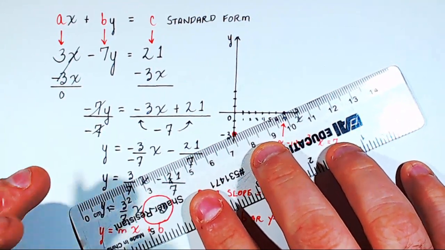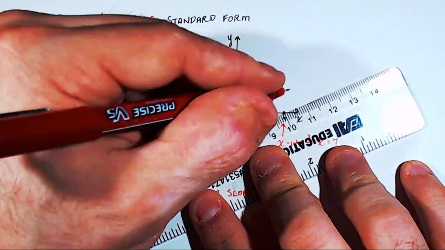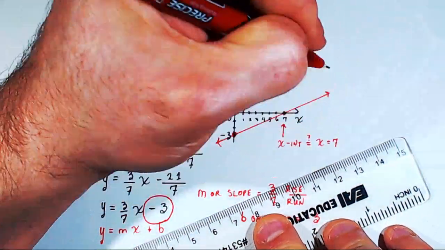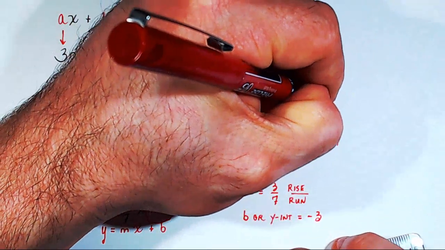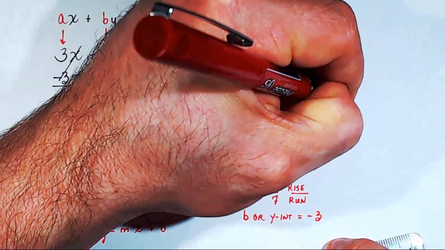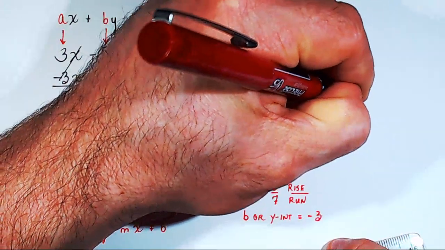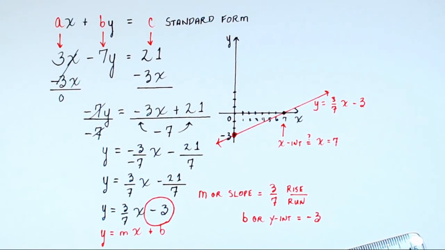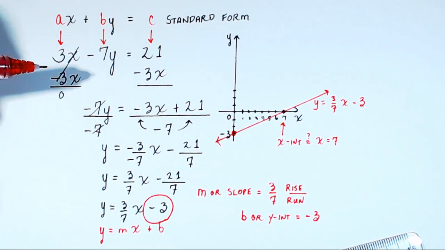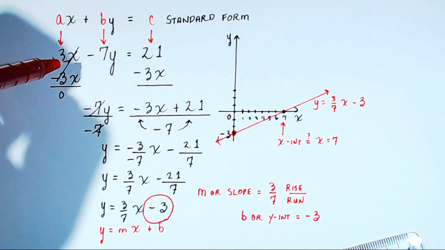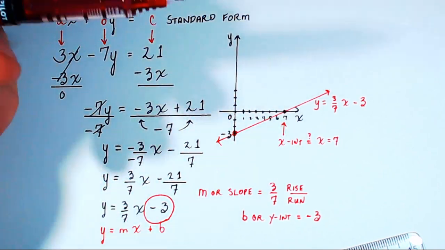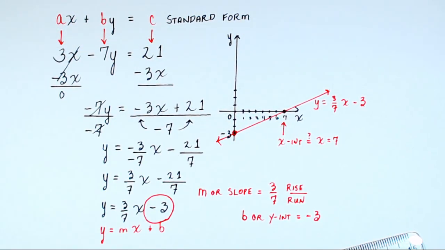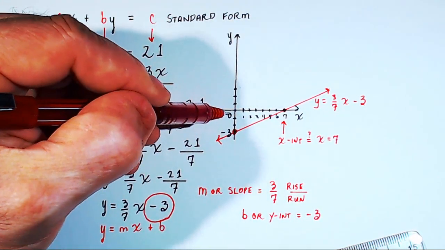line. That's the equation of my line. Y equals 3/7 x minus 3. That is that line graphed. But how do we know for sure what the x-intercept is? Well, the way we know for sure is, in order to find the y-intercept, we ask ourselves, what is y when x is 0?